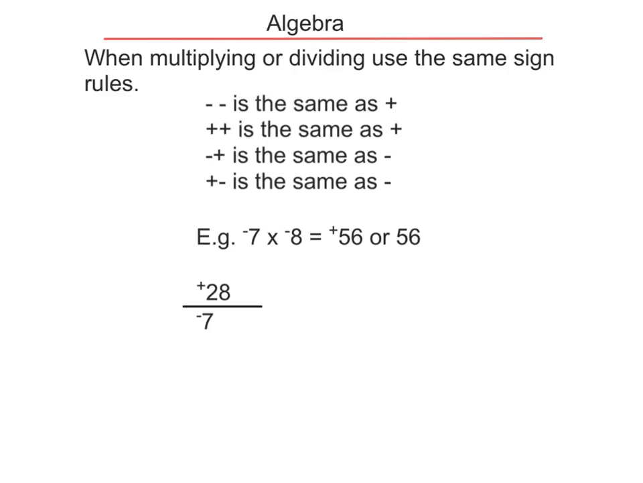In the next example, with a division, I just go 28 divided by 7 and I get 4, and then I notice that there's a positive and a negative, and that means the answer is going to be negative because you've got two different signs.